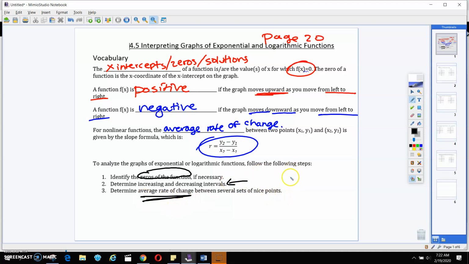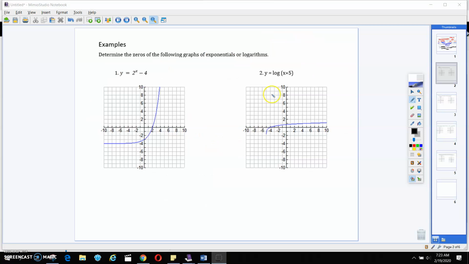So basically we're talking about the x-intercepts. We're talking about increasing and decreasing, which we'll go over in just a second. And basically average rate of change is just a fancy phrase for slope. The zeros of the following graphs of exponentials or logs. So this unit is basically just graphing exponentials and logs.